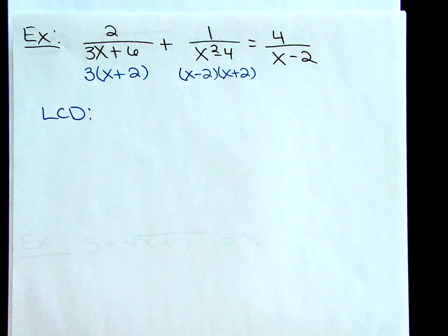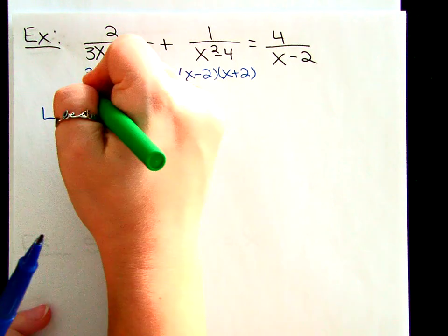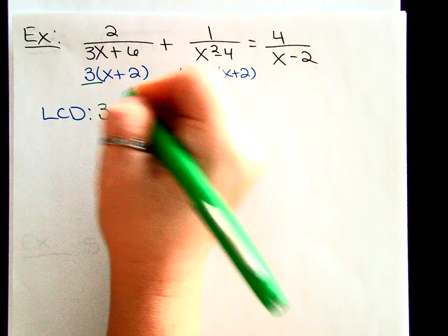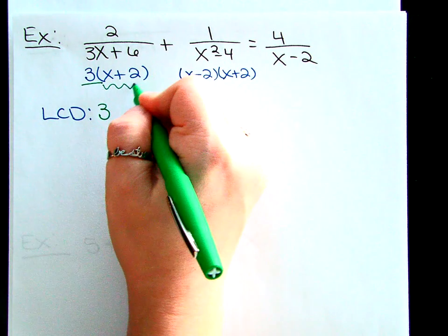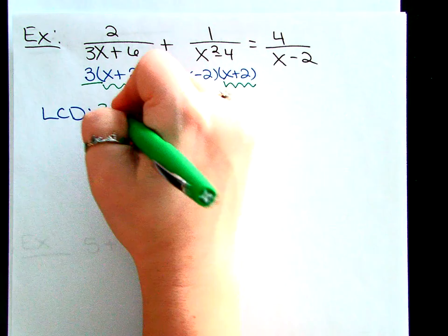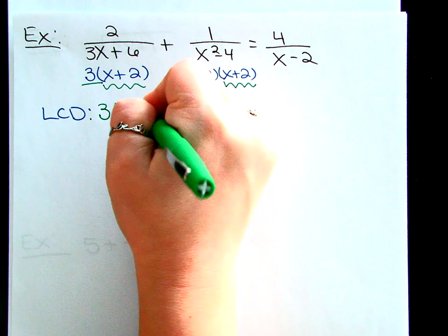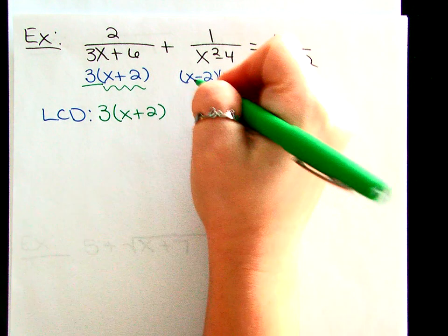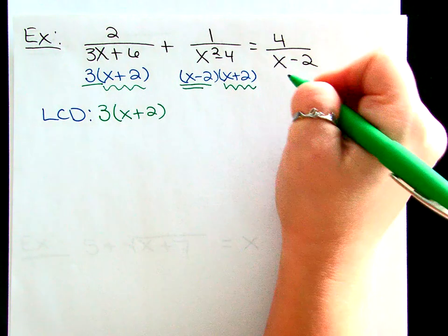First thing we're going to do is I'm going to say, okay, well, I have a 3. And I don't have that anywhere else, so I'm going to write that down. And then I have an x plus 2, but I also have an x plus 2 over here. So I'm only going to write it down one time. If they have something in common, you still only write it down one time. And then I look and I say, well, I have an x minus 2 and an x minus 2.